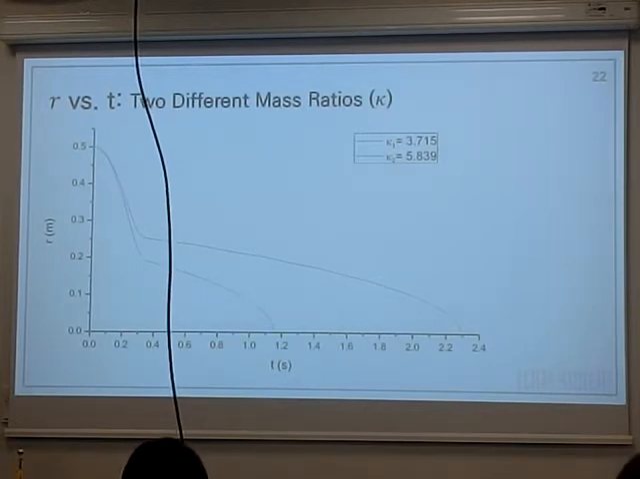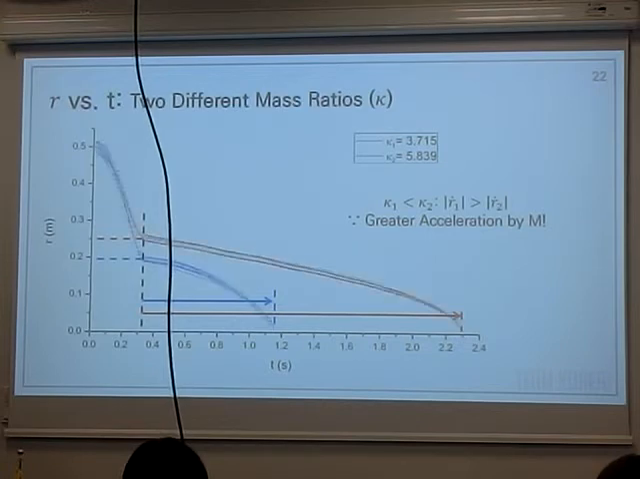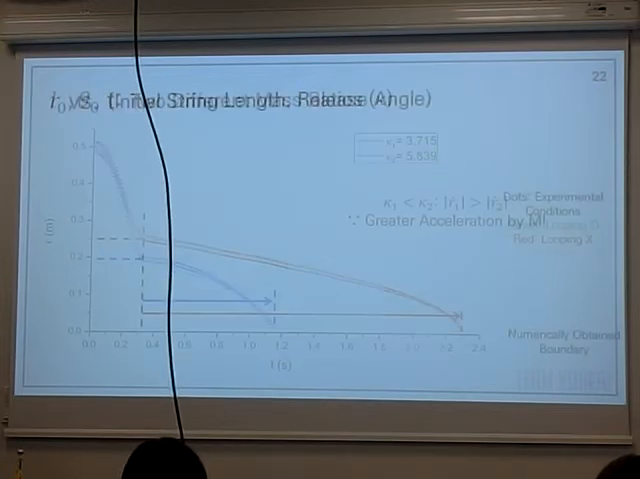And also comparing the radius-time graph with two different mass ratios, kappa 1 and kappa 2, we can see that when the mass ratio is greater, the rate of decrease of the radius will be smaller, due to the smaller acceleration caused by the mass of the heavy load. This has also been verified experimentally.